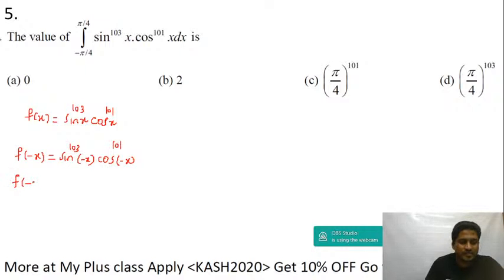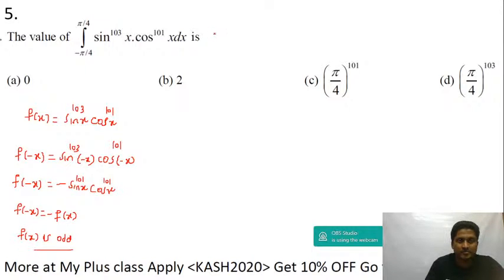Sin of minus theta is minus sin theta. So this is minus sin x to the power of 103. Cos of minus theta is plus cos theta. This is cos x to the power of 101. You get f of minus x is equal to minus f of x. Okay, so this means that f of x is odd. If it is odd, then the integral from minus a to plus a will be equal to 0. Answer will be equal to option A. Yes, guys, let's move to the next question.